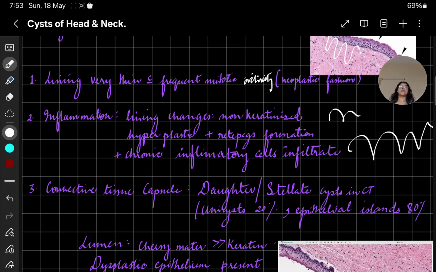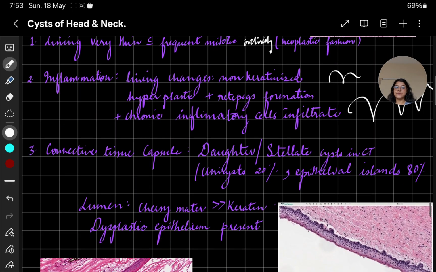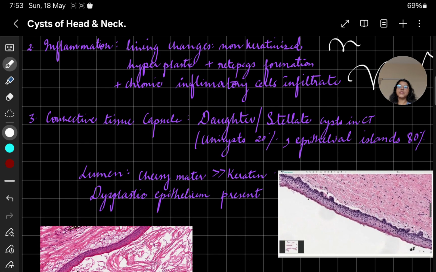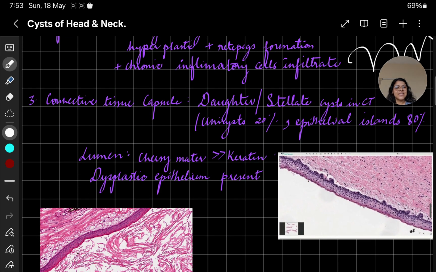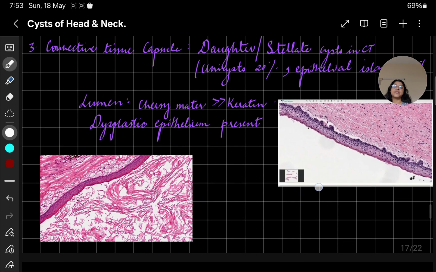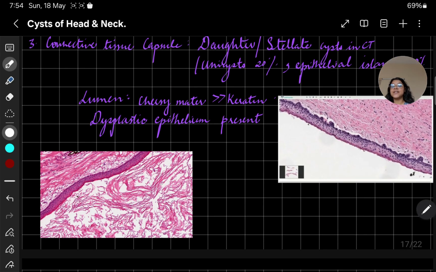That is, the unicyst is 20% and epithelial islands can be 80%. So 80% could be epithelial islands which are there. So daughter cells are there in the connective tissue capsules. So without them it's 20%. The lumen is cheesy matter. Here you cannot see, but here you can appreciate it as cheesy matter. It has got keratin in it.